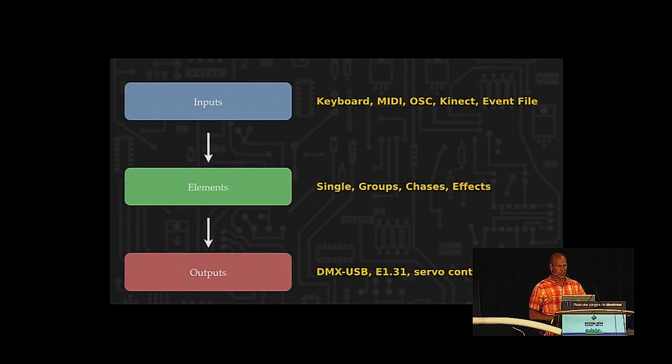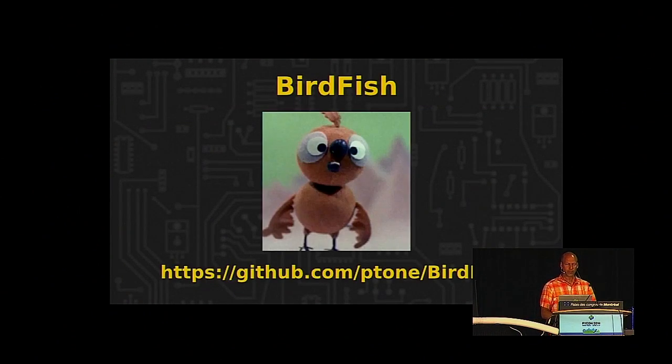So starting around 2010, I started thinking about a way of experimenting with another model, taking an abstraction of three layers of inputs, elements, and outputs, where the inputs would be events that happen from some sort of input device or other sort of file. These would trigger actions and elements that would take care of rendering the data over time and then ship it out to output. And this library is called Birdfish.